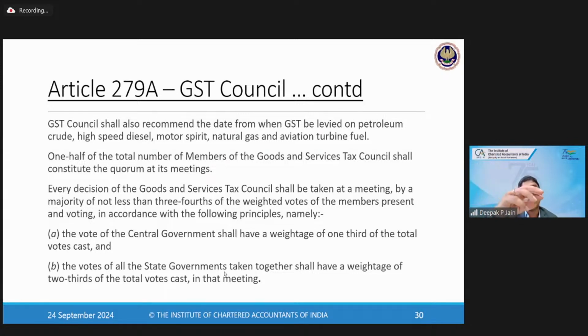Then members: 1/2 of the total number of members shall constitute a quorum. To start a meeting, we need a minimum number of people. वो minimum number of people को कहते हैं quorum. So half जो members हैं वो present होने पे the meeting can start.